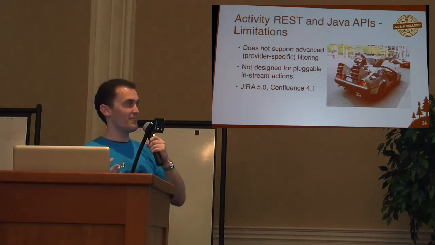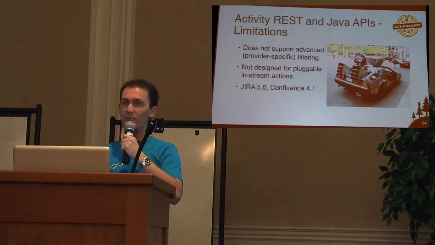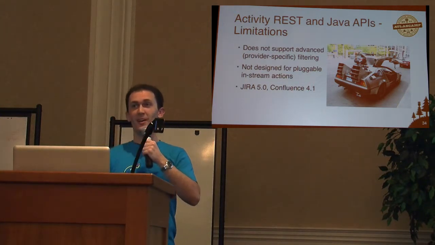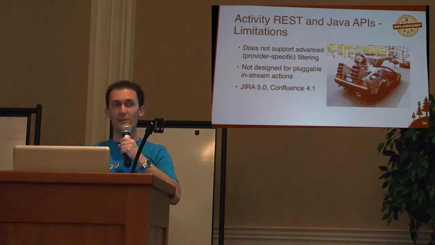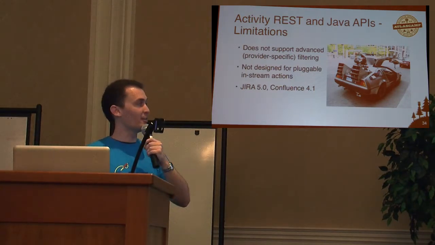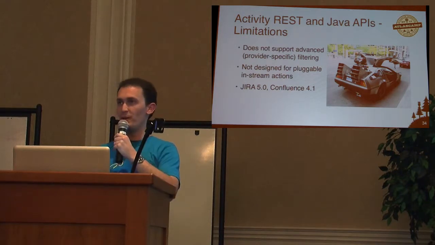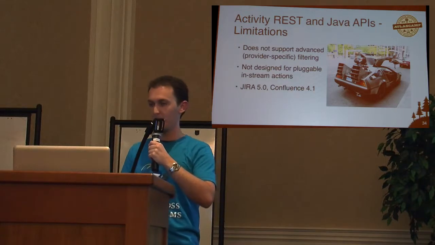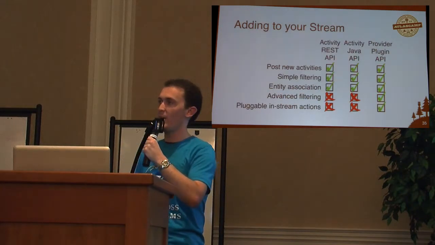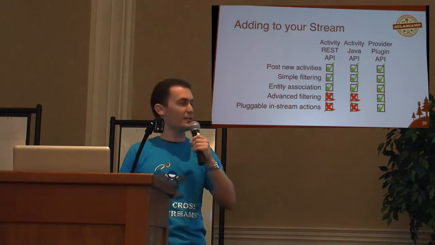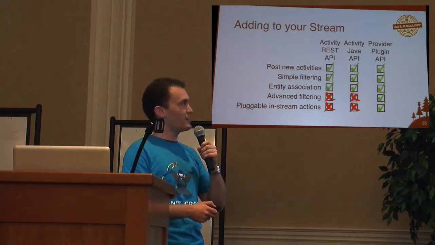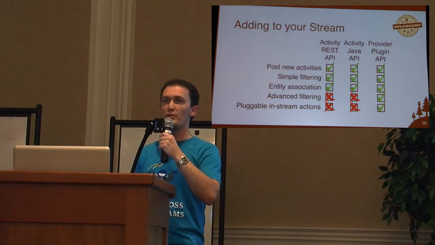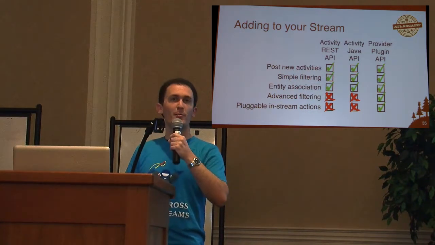Additionally, and very relevant, unless you have a DeLorean that can travel back to the future, you can't use them yet, because these two APIs are first available in Jira 5.0 or Confluence 4.1. You can download the beta 1 of Jira 5.0, but obviously Confluence 4.1 hasn't yet released any milestones. So let's take a look back at our first slide, comparing the three APIs. We just discussed the first two, the Activity REST and Java APIs. So now let's take a look at the much more powerful and more advanced provider plugin API.